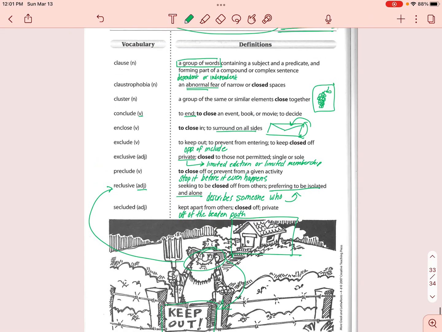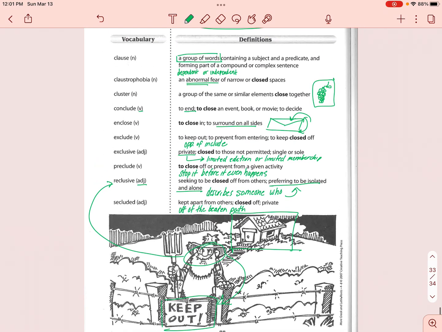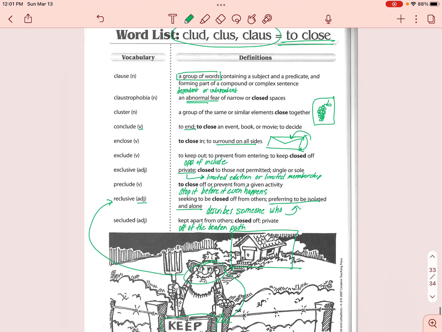All right, guys. So hopefully these aren't too hard this week. I know that with the roots being similar there, a lot of these words mean similar things, but just make sure you're doing lots of studying, and we will take this quiz next week.